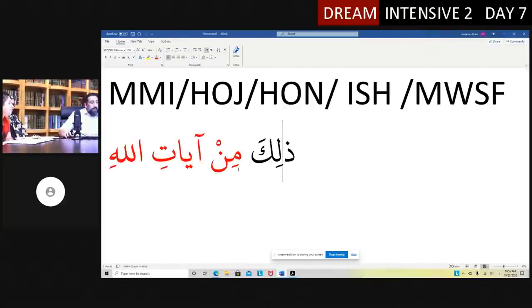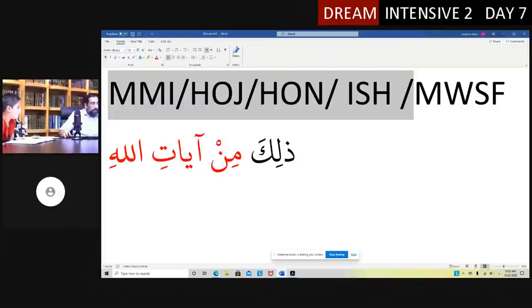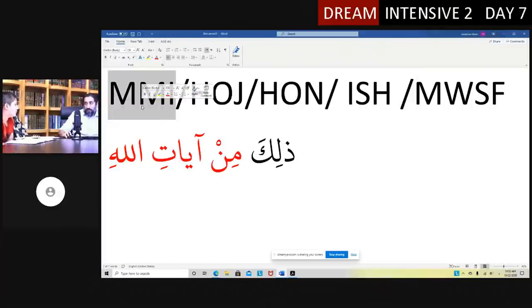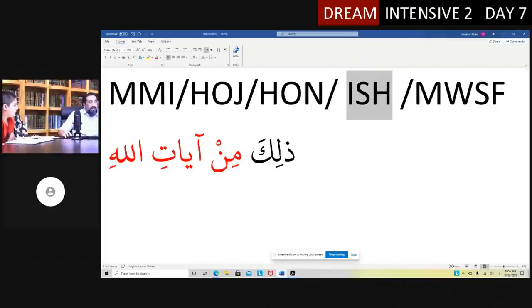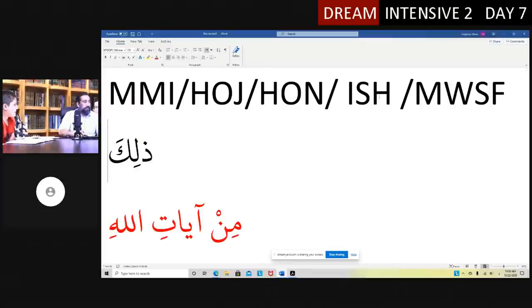Now, I want to see if dhalika is connected with any of these. Dhalika is never going to be a mudaf because it's a pointer. It's not a harf of jar or harf of nasab, those are supposed to come before, so you can't connect it to a harf of jar coming after. It is a pointer, but does it have a musharun ilay? No, because a musharun ilay is supposed to be right after, and it's supposed to have al on it. Mawsuf sifa is out of the question because there are no two words that have the same properties here. There's nothing here. So what do I do? Dhalika is min ayatillah. That is from the miraculous signs of Allah.